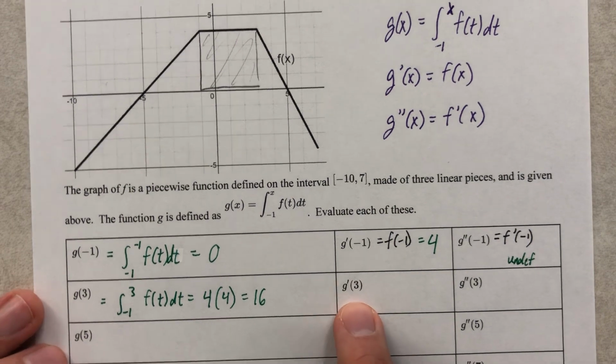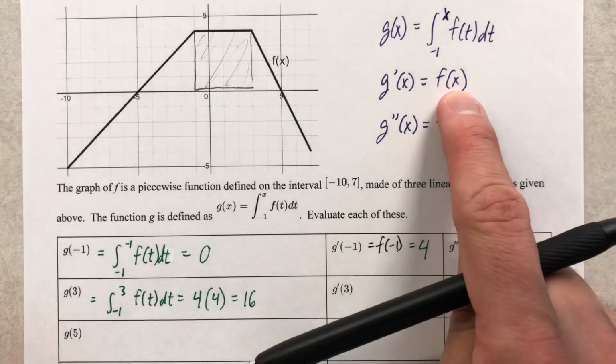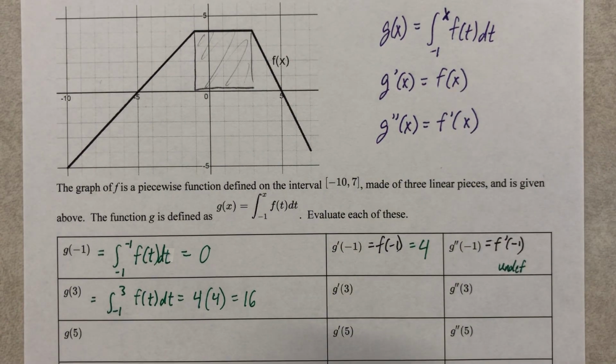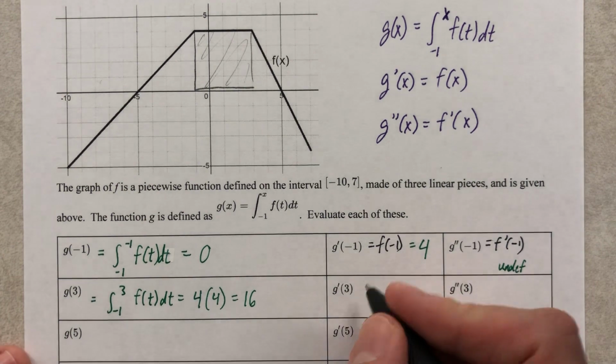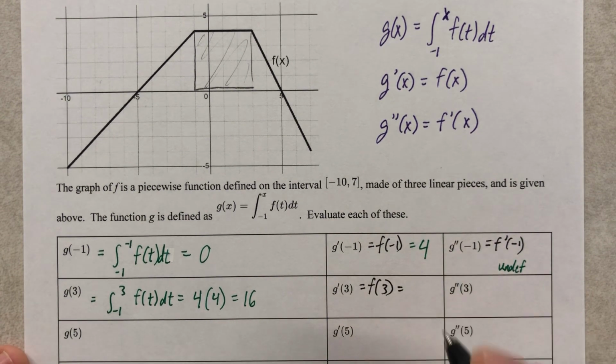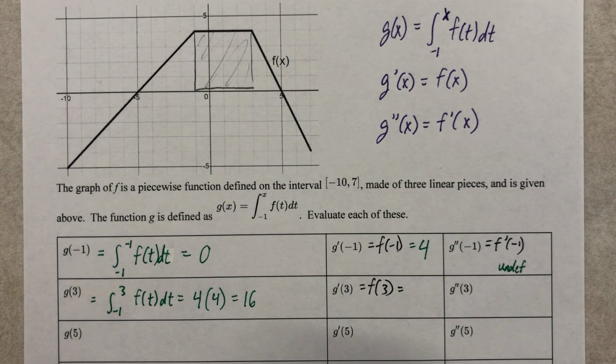All right, g prime of 3. Well, we've already established that if I'm taking the derivative of an integral, I get the function I was taking the integral of. And so what I really have here is f of 3. And so we're just going to come over here and say, well, what's f of 3? And it is 4.